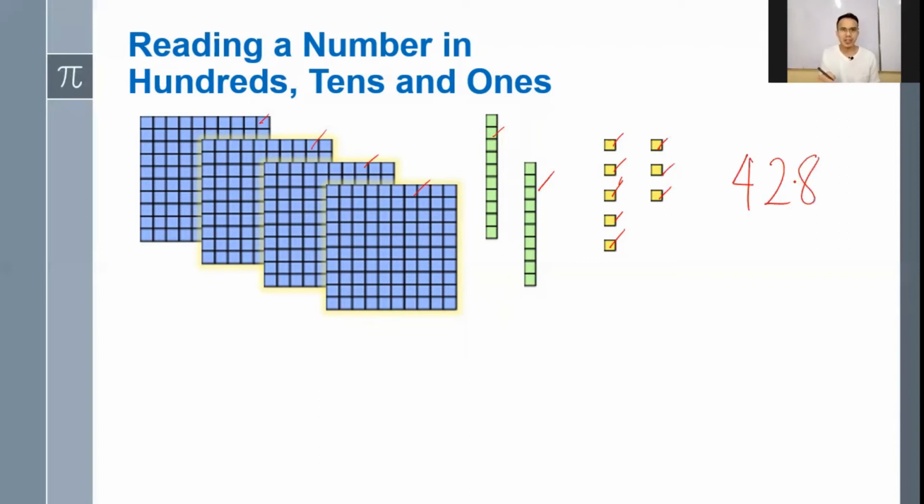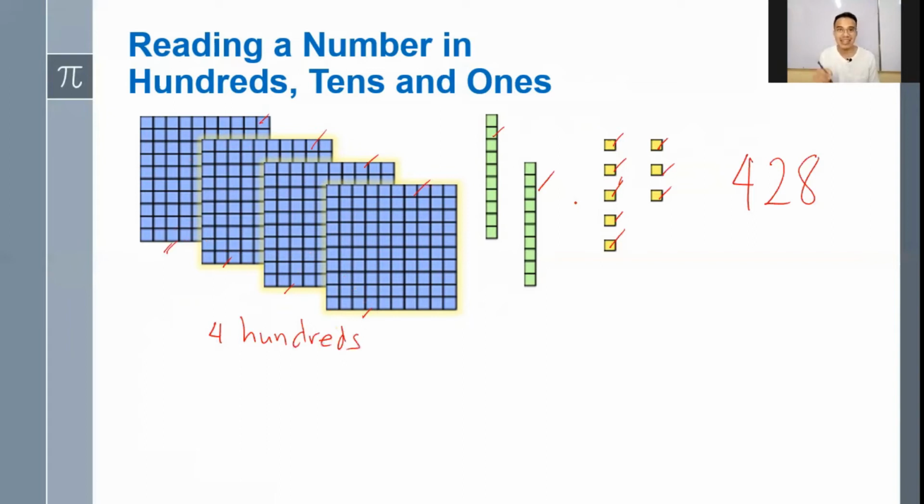Teacher, it's so hard to count. So there's another way on how to count the number of blocks in the figure properly. You're going to count the hundreds first. How many hundreds are there? Let's see. 100, 200, 300, 400. So we write here 4 hundreds.